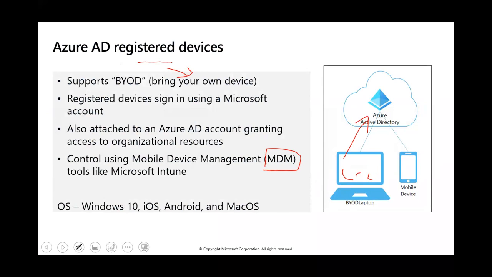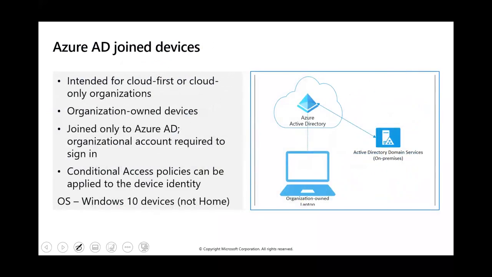And that's the way it works. The second option is about the joined devices. Here we have the organizational devices. That is the second type of devices that we can register within Azure. So in your exam, if you see something about organizational devices, the answer is always joined.